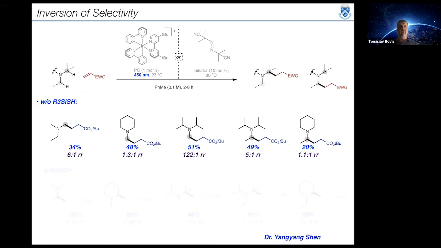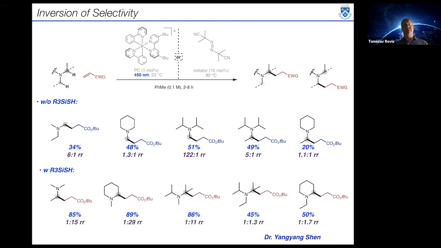You add the photocatalyst, you add the silyl thiol to it, and it inverts in every case. 6-to-1 becomes 15-to-1 the other way. 1.3 becomes 30 to 1 the other way, 122 to 1 becomes 1 to 11, etc. Even this unselected one actually inverts slightly. Clearly the energy differences here are tiny, but there's something that drives it to the other position, which again, we'll talk about in just a second.